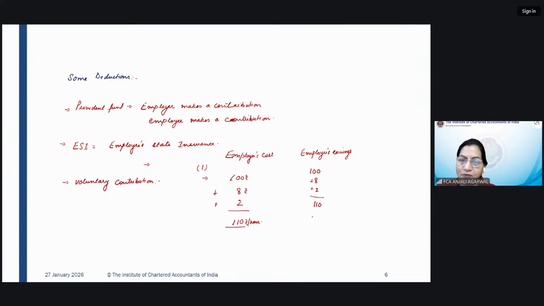But if the employee is also making a matching contribution, then this 8 and 2 will not go to the employee. This 10 of employer's contribution will be deducted, as well as the employee's own contribution will also be deducted from the payment. So it is the job of the department to ensure that proper deductions are made from the wages, and these are deposited in the respective funds before the due dates for making these payments.